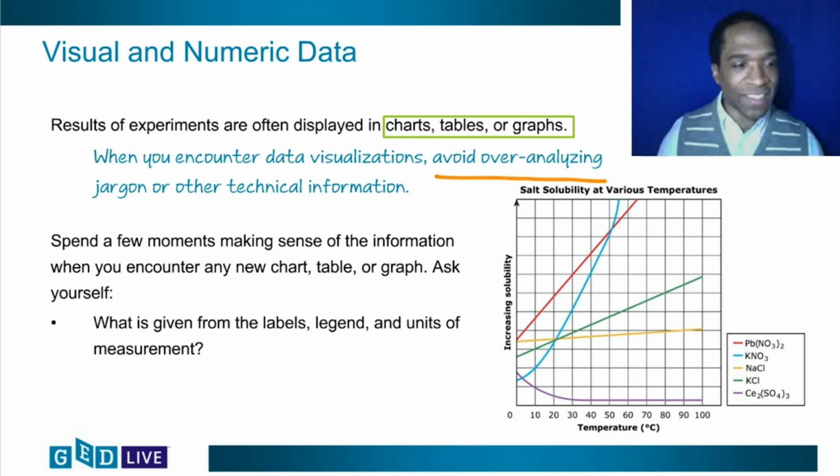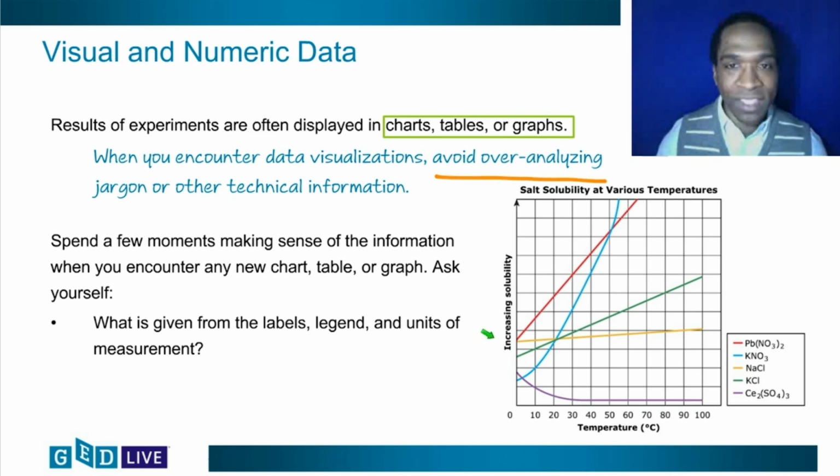The first is this: what's given from the labels, legend, and units of measurement? For instance, with this example line graph, here is the title. We know it's salt solubility at various temperatures. That's what's going on. That's the kind of information we have here.